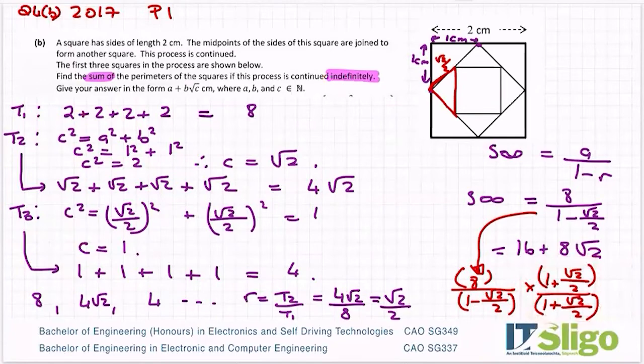Okay, so when I looked at this first, I thought you were going to have to work this out manually. I was half expecting a maths error from the calculator when I put it in. So I thought we were going to have to do it manually, but no, your calculator handled it. So your answer is 16 plus 8 root 2.